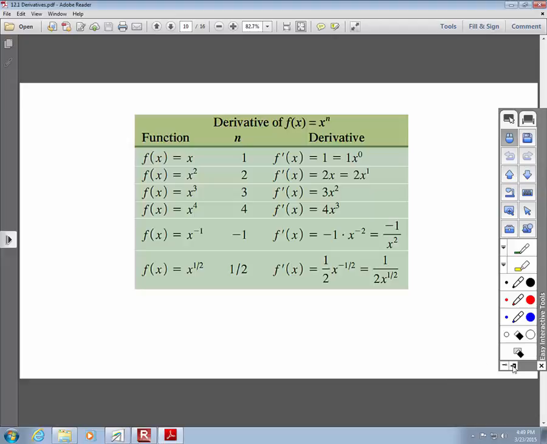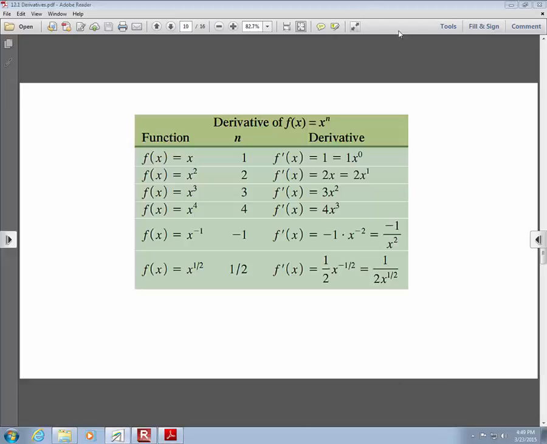So here's just an overview of what we've been doing. It's just a chart of doing the power rule. So anytime I have a term, the derivative of x is just 1. The derivative of x squared is 2x. The derivative of x cubed is 3x squared. The derivative of x to the 4 is 4x cubed. Because why? Because we take the exponents.